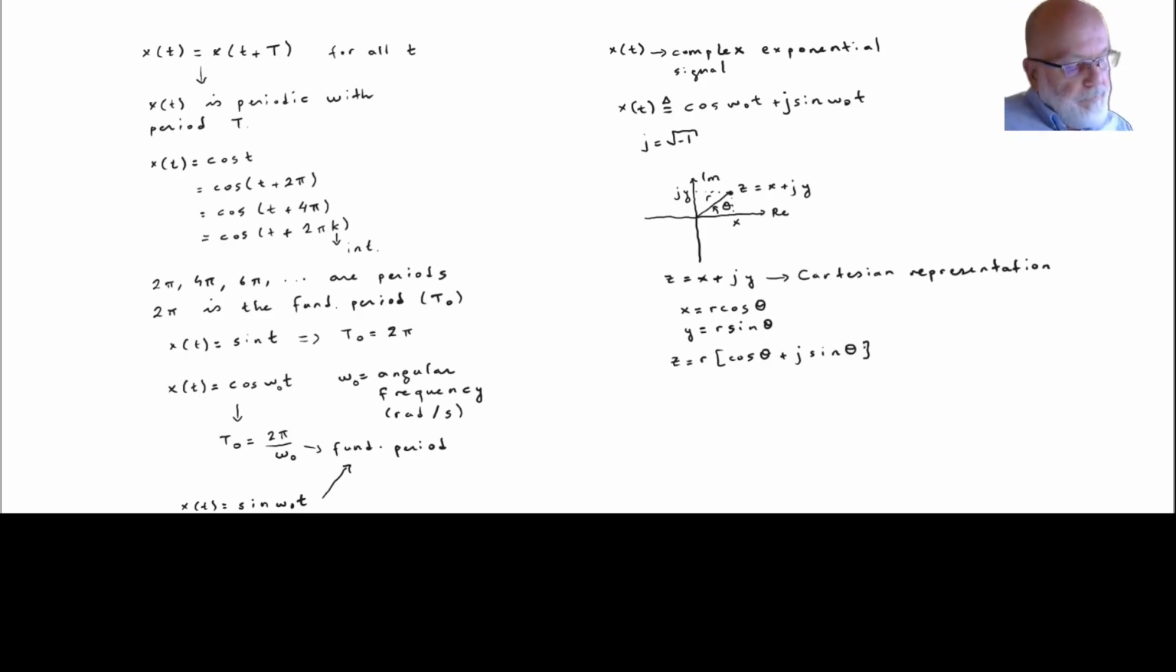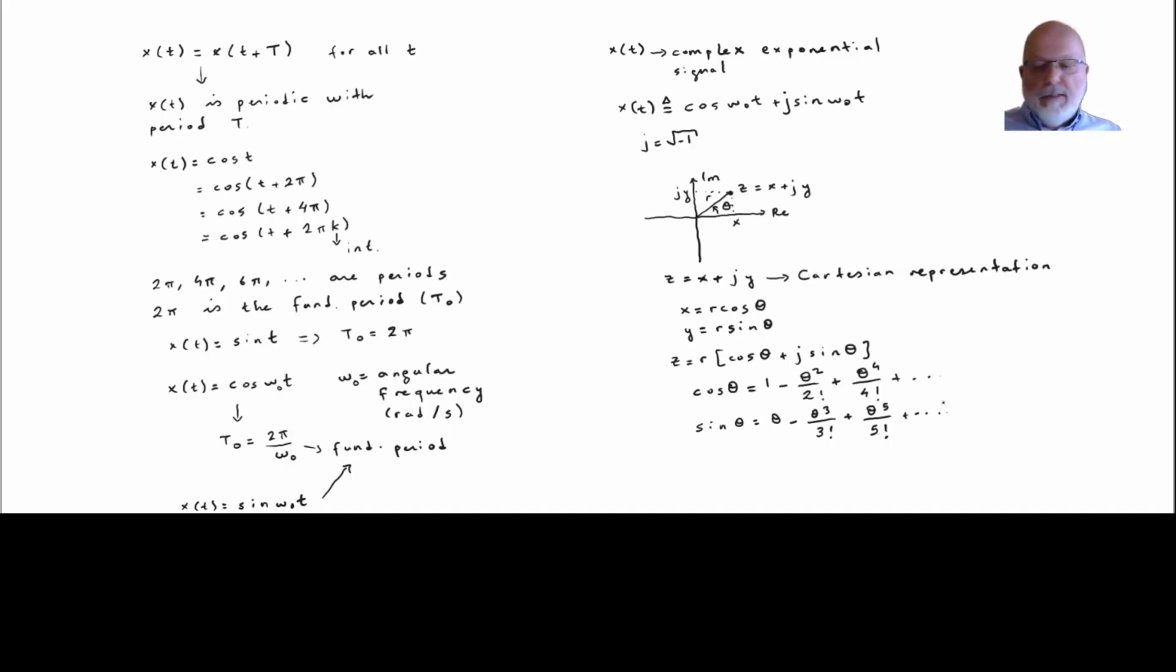Now, if we look at this term here, cosine theta plus j sine theta, cosine theta can be expressed in terms of its Taylor series expansion around 0 as 1 minus theta squared over 2 factorial plus theta to the power 4 divided by 4 factorial, etc. And sine theta is represented as theta minus theta cubed divided by 3 factorial plus theta to the power 5 divided by 5 factorial, etc.